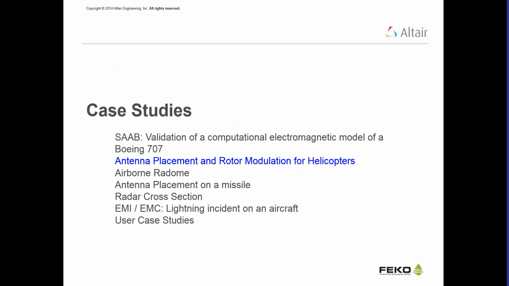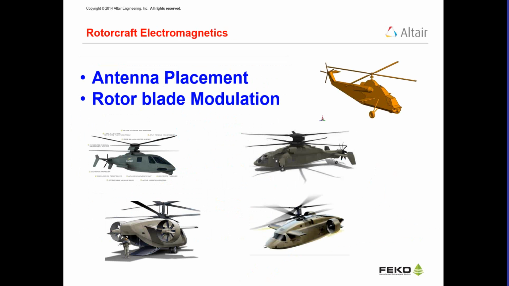Going to the second case study, which is antenna placement and rotor modulation for helicopters. This is actually a special problem for helicopters. Not only do you have an antenna placement issue, but you also need to account for rotor modulation, because all helicopters have rotors, and antennas are inevitably placed under the rotors. Because the rotor rotates, it creates a modulation of the pattern which needs to be taken into account. And we can see how FEKO addresses this issue very efficiently.